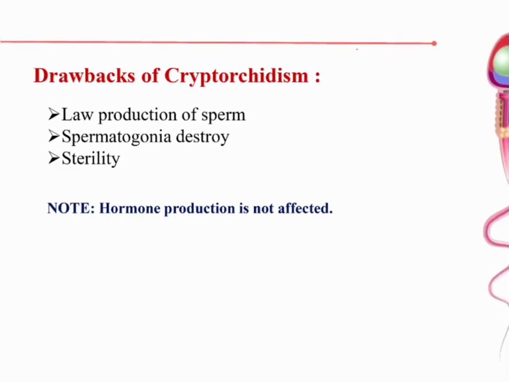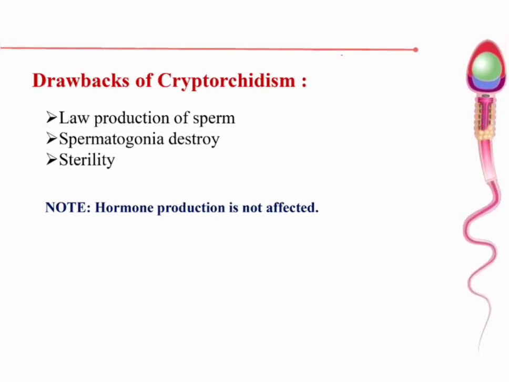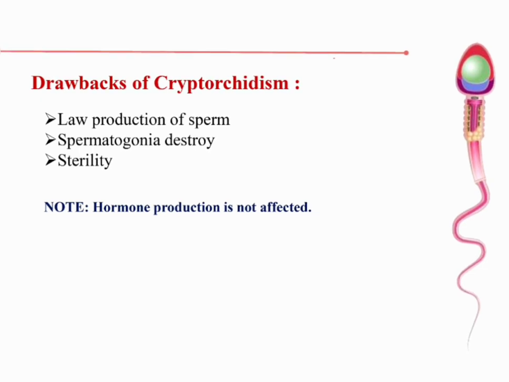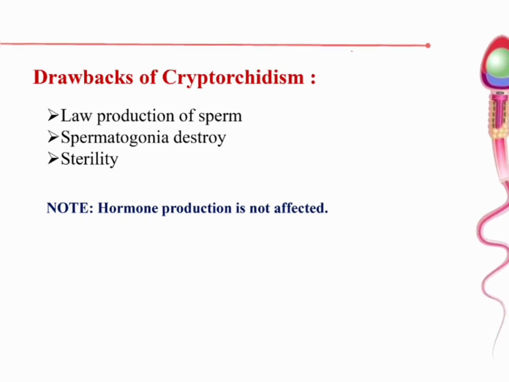Drawbacks of cryptorchidism: low production of sperm, destruction of spermatogonia, sterility. But in cryptorchidism, hormone production is not affected.